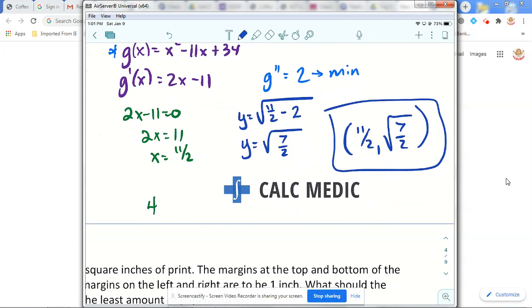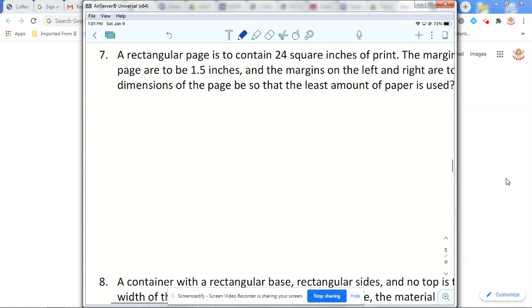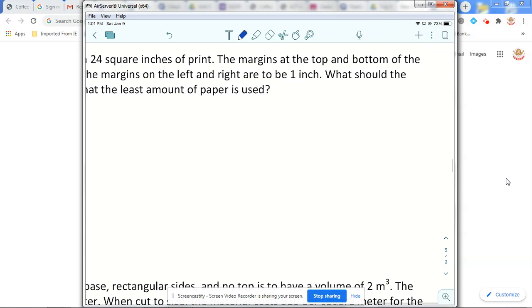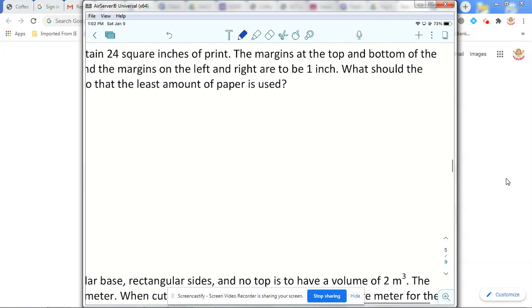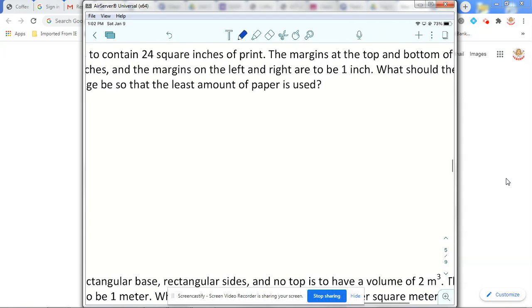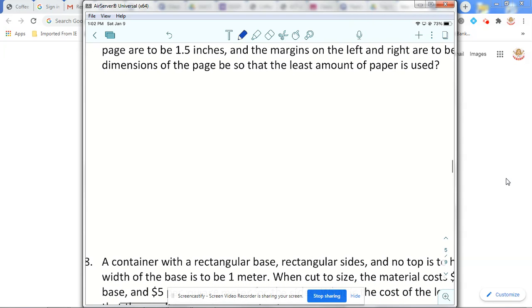Okay, let's look at a couple more. So number 7, these are pretty common in optimization problems too. So a rectangular page is to contain 24 square inches of print. The margins at the top and bottom are to be 1.5 inches, and the margins to the left and right are to be 1 inch. What should the dimensions of the page be so the least amount of paper is used?